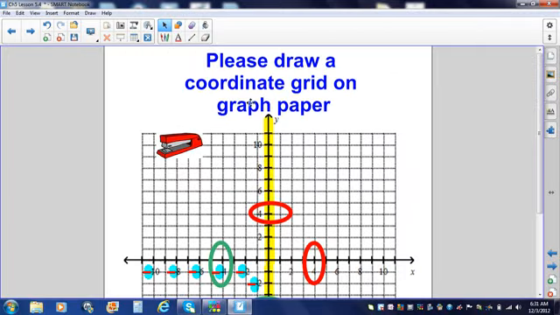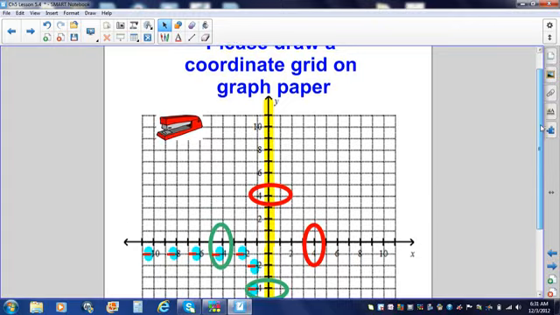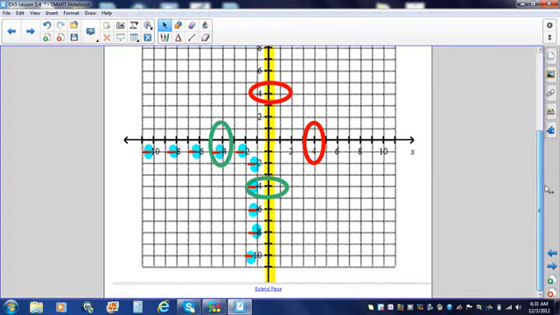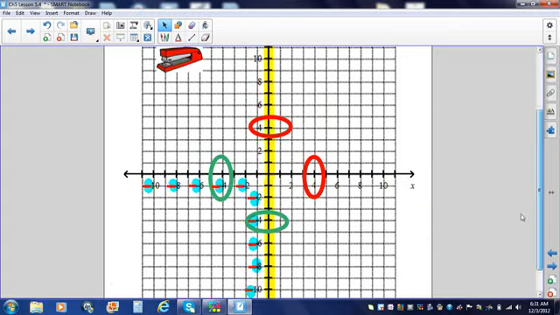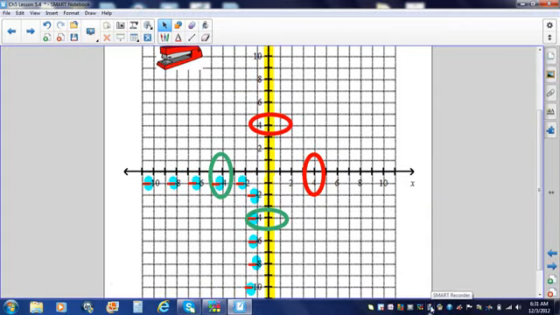If you would, I'd like you to take out a piece of graph paper. On your graph paper, please draw a coordinate grid. Make your life easy today. I want you to go to the right 4, up 4, left to -4, and down to -4. And then I would like you to staple it in your spiral.